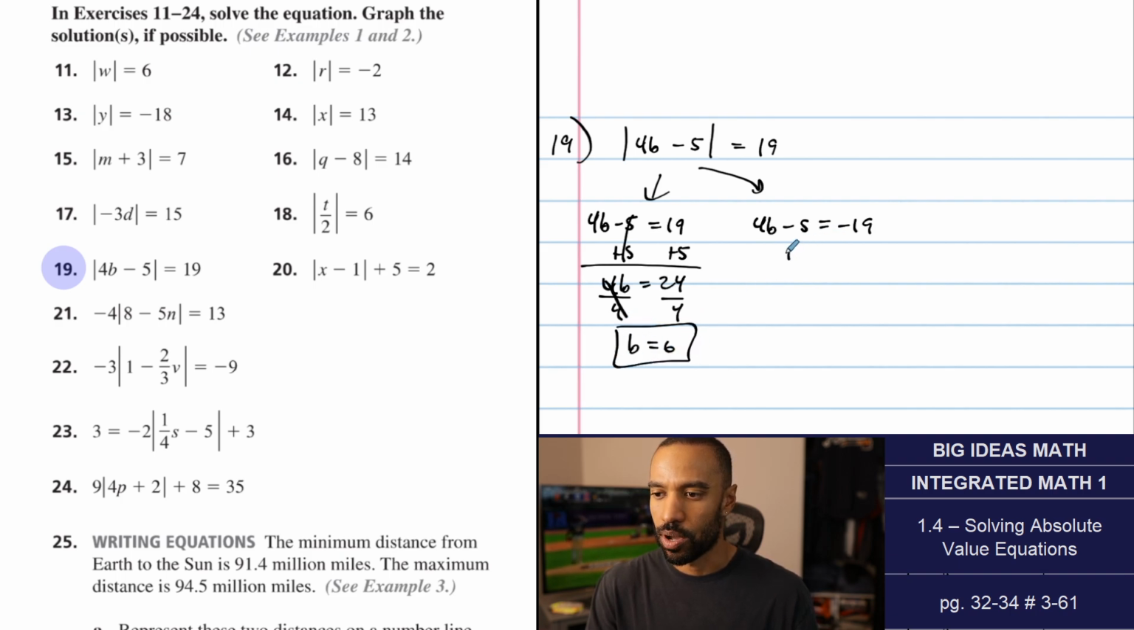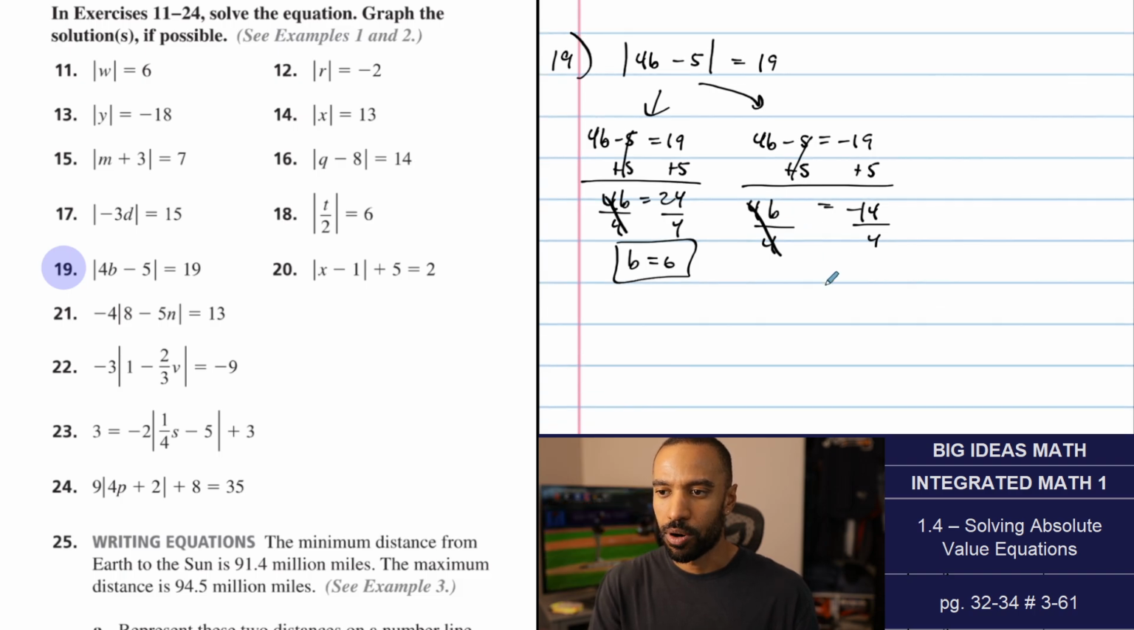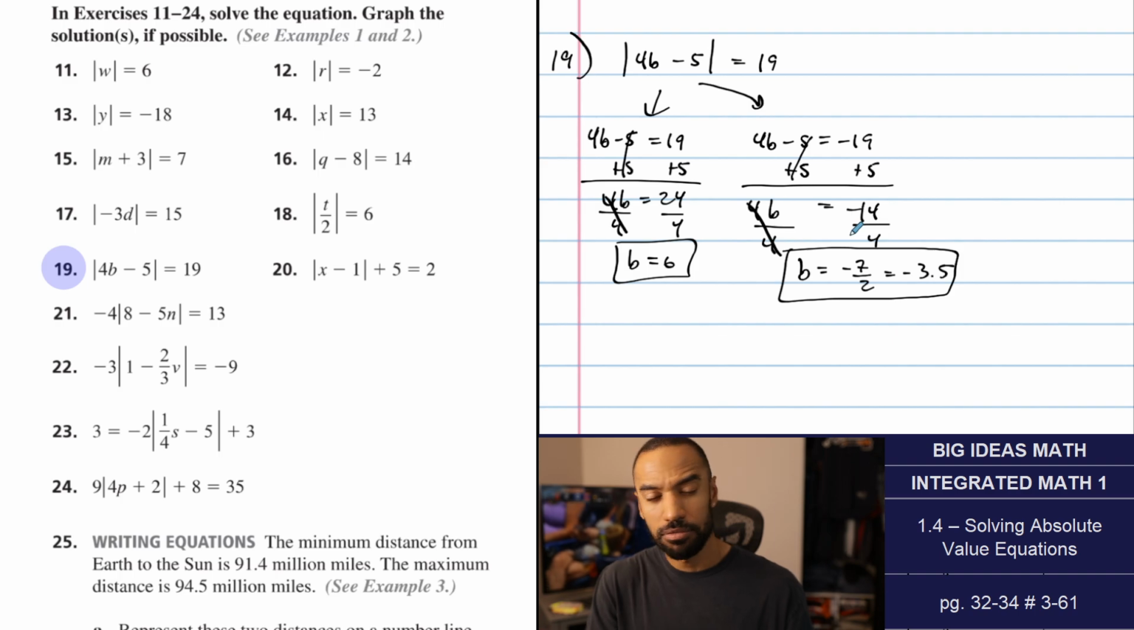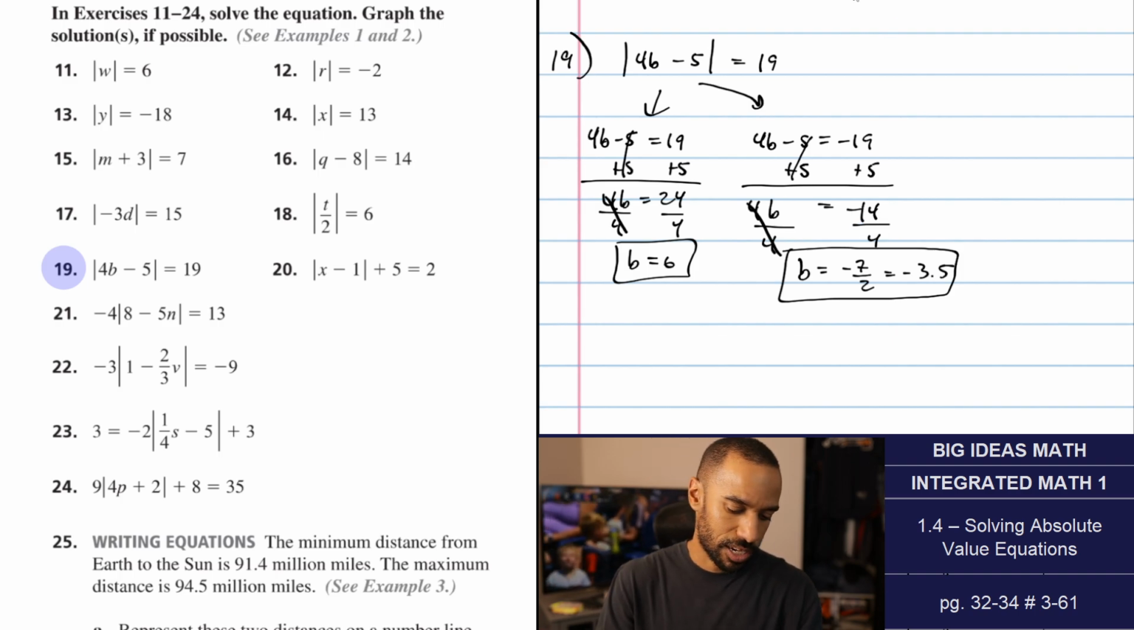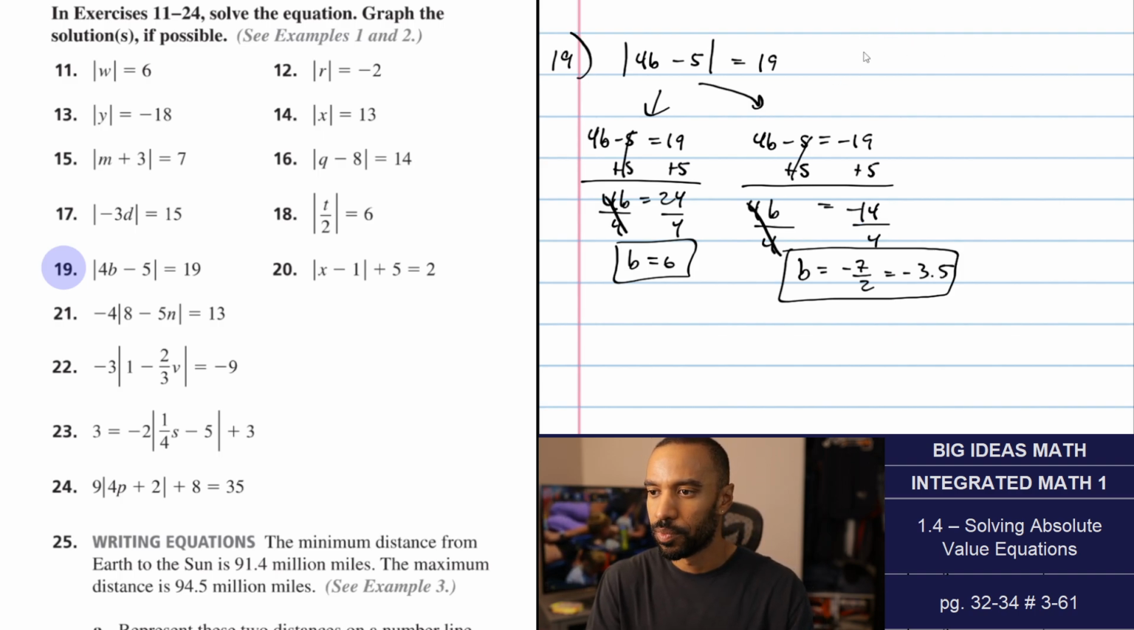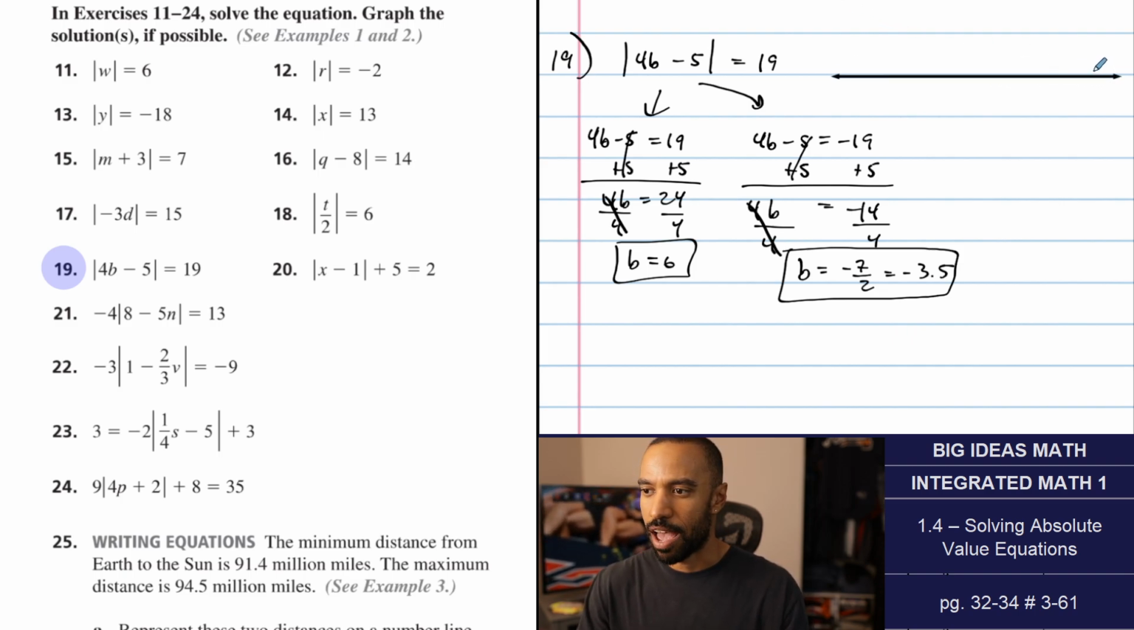Same exact action's going to happen here, add 5 and divide by 4, but it's a different number that we're adding 5 to, negative 19, plus 5 is negative 14. And 4b equals negative 14. Negative 14 divided by 4 is not a clean number. That would be negative 7 over 2 as a fraction, which is also negative 3.5. If you're more comfortable with negative 3.5, I get it. At least it's an exact answer. I'll work with it. So if we graph that, how far away are 6 and negative 3.5 from each other?